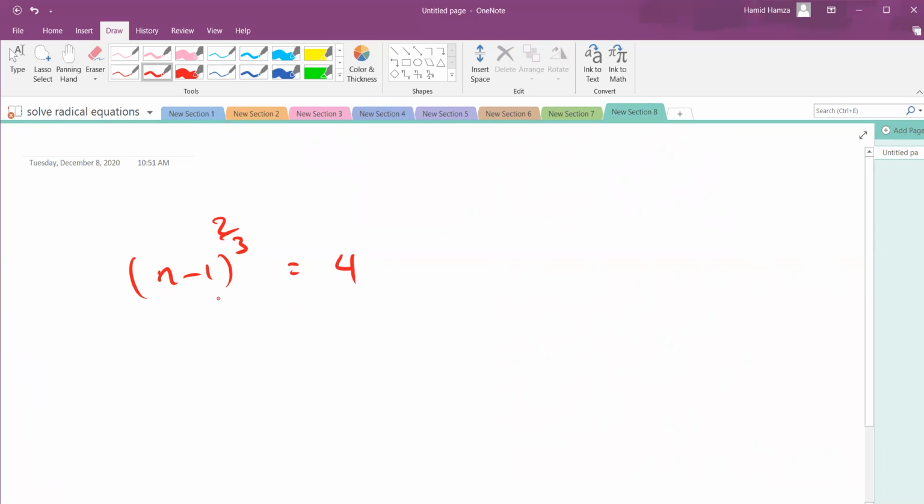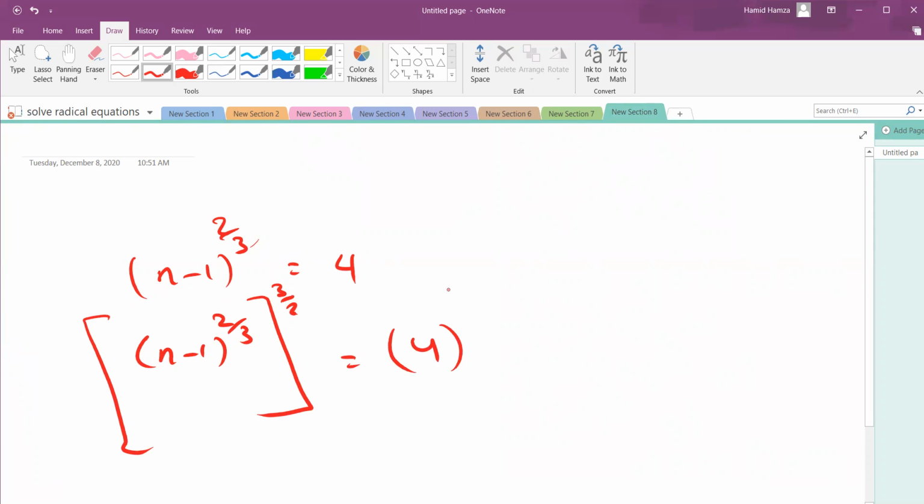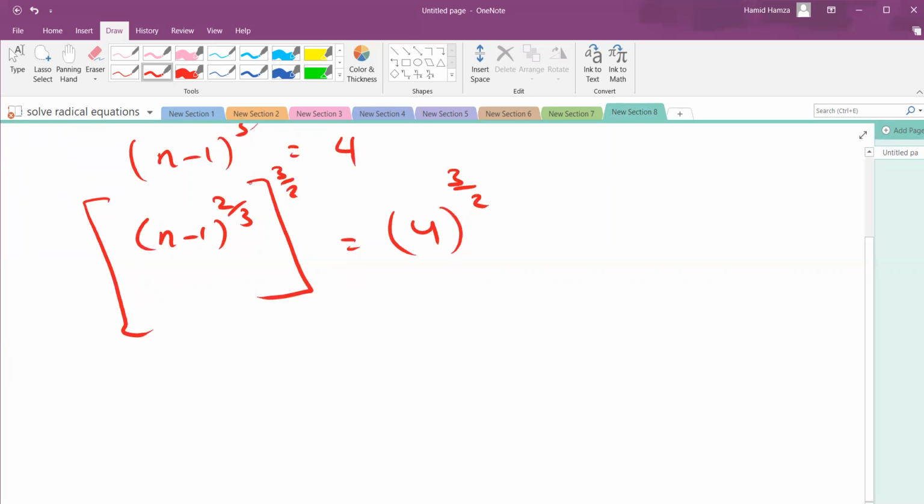We raise the equation to the reciprocal of the given power. So it will be n minus 1 to the power 2 over 3, raised to power what? The reciprocal of this power is 3 over 2. And here we have 4 raised to power 3 over 2. Because if you have power and power, you multiply them. 3 over 2 multiplied by 2 over 3 gives you 1. So it will be n minus 1 raised to power 1 equals.